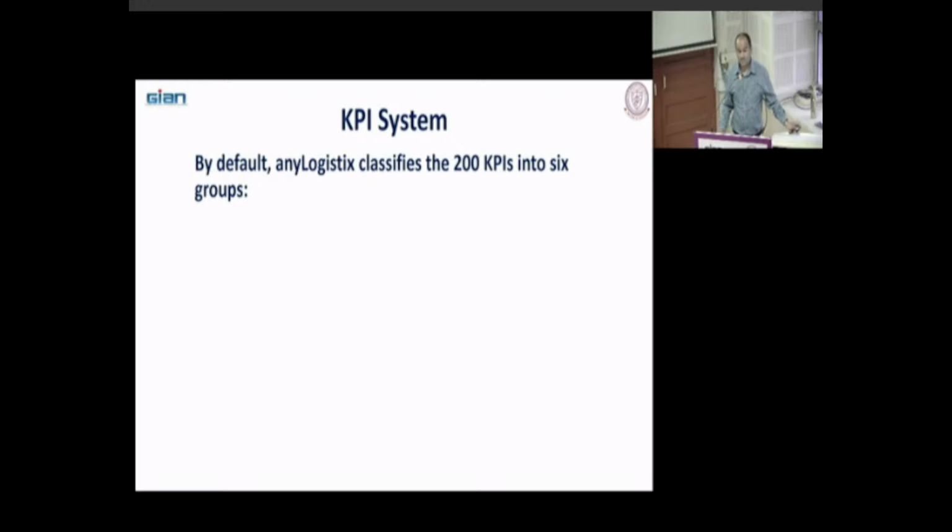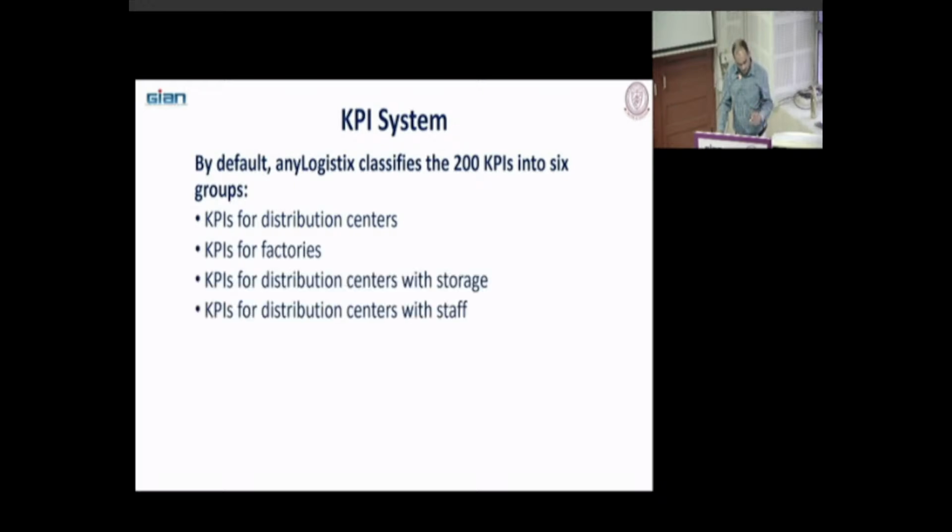So KPIs. Yesterday I showed you how to add the dashboard, KPIs, key performance indicators, statistics. Here, the logistics tool groups all the KPIs into 6 categories: KPIs for the distribution centers, for factories, distribution centers with the storage, then with the staff, customers, and suppliers. So based on your interest, suppose you want to find out the KPIs related to the DC, then you can see how much inventory is available there, on-hand inventory, in-processing inventory, because there are various categories of inventories. You can select that one.